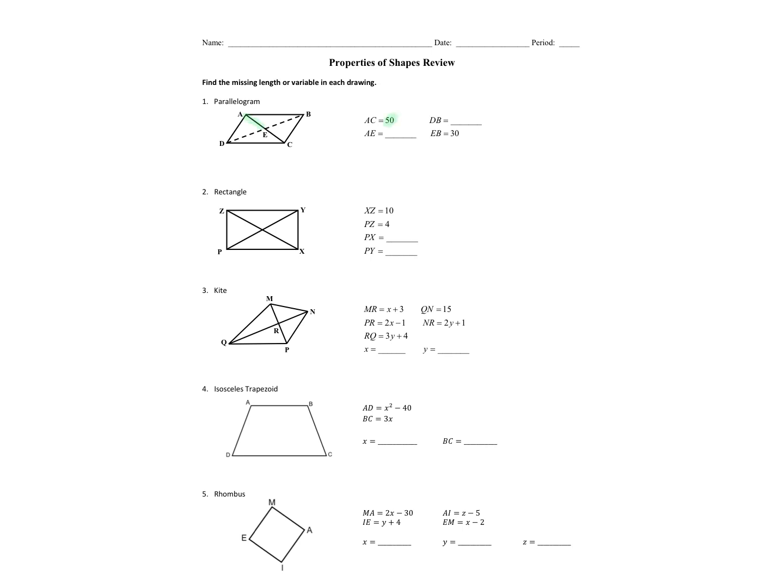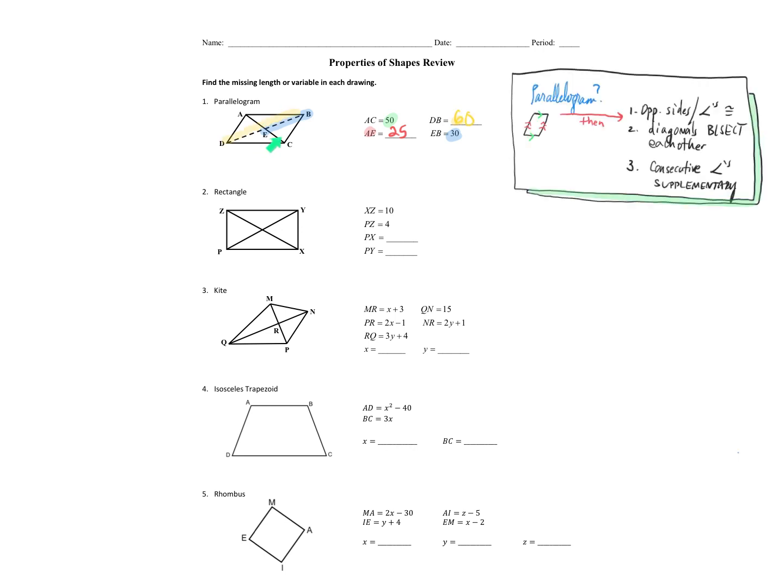So AC is 50, therefore AE is half of that, which is 25. EB is 30, therefore DB will be 60. The idea we used here is for parallelograms, the diagonals bisect each other.